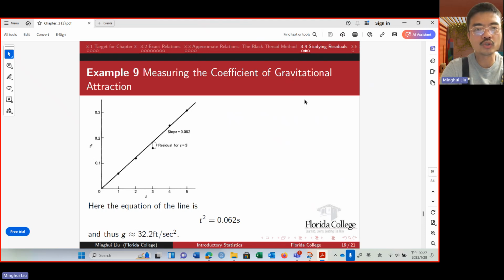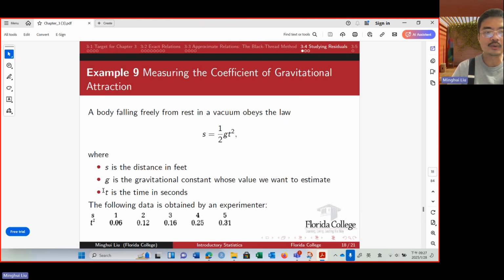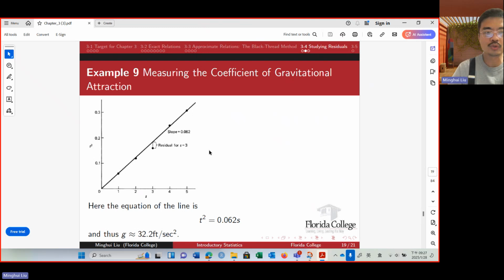Those 5 points should be on a straight line, but they're not because of the reading errors. However, they are roughly on a straight line. So what we can do is plot a straight line that roughly fits the data. And also notice that our straight line passes through the origin, because when s is equal to 0, the distance is 0, and of course t is also 0, and therefore our line should have the y-intercept 0. So this is the line.